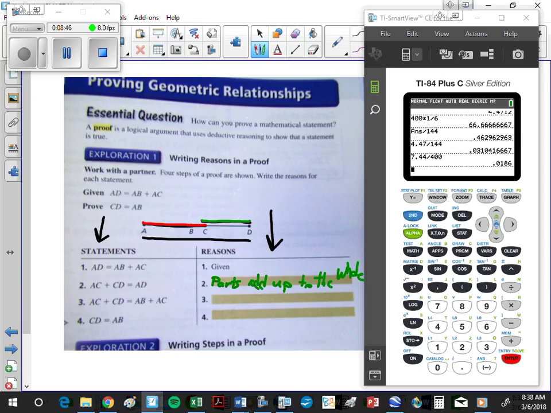That AC and CD are just as long as AD. And then your job is to write the explanation. How do you know that that's true? And there are a whole bunch of ways to describe that. I have chosen parts add up to the whole. Okay? Now, how does that help us? Well, our goal is to show that this length here, so that length there, is equal to that length there. That's the point. How are we going to do that?